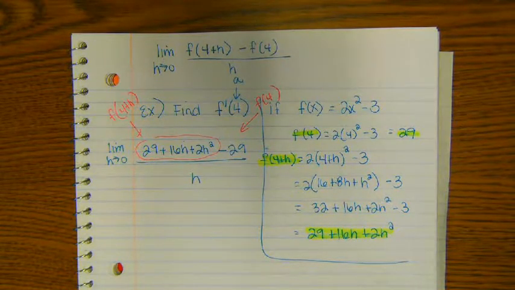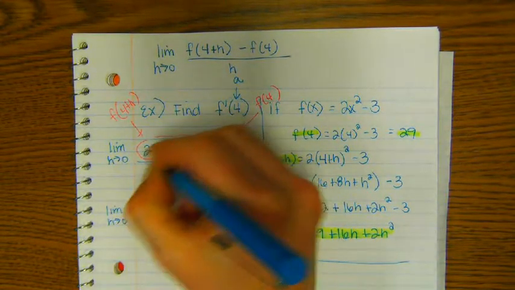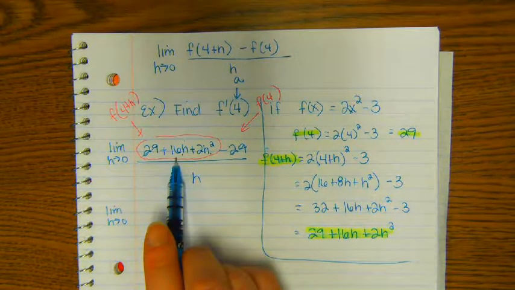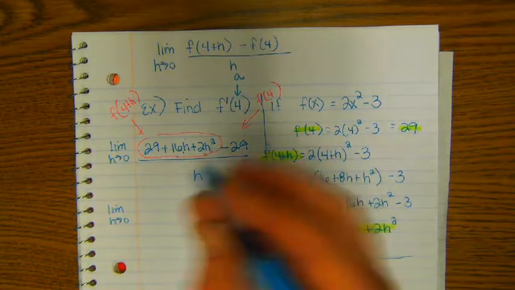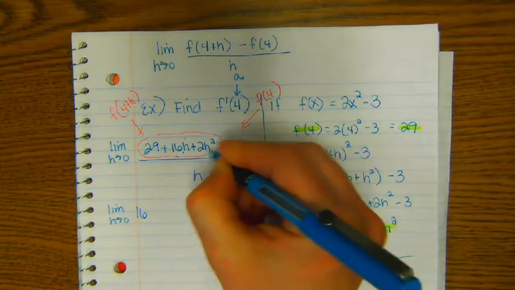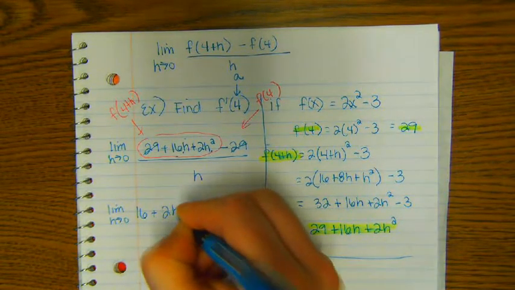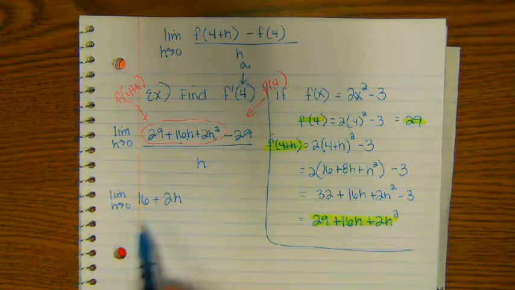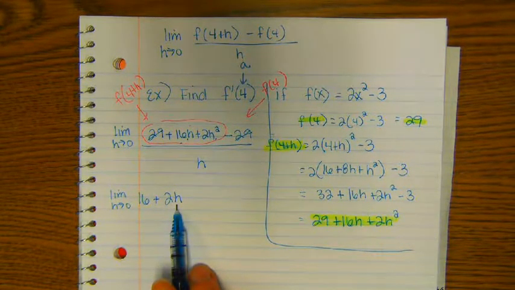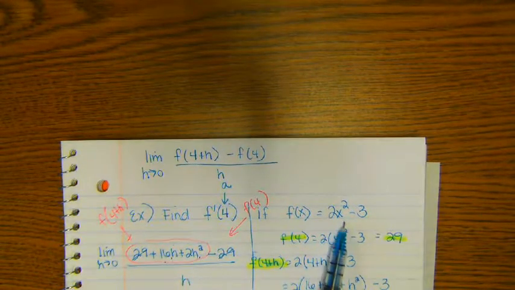What happened? So these cancel, and do you notice these both have an h in them? Let's divide everything by h then. What's 16h divided by h? 16. And what's 2h squared divided by h? Plus 2h. Now can I evaluate the limit as h goes to 0? Yes. What happens when you put a 0 here? It cancels, and we get 16.